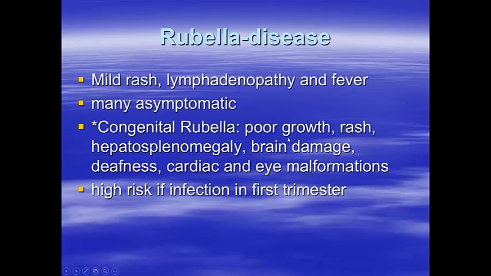So yes, just to recap the congenital rubella syndrome, the babies are born small. They might have a rash on their skin. They may have a large liver and spleen, brain damage, deafness, heart problems, and problems with the eyes.